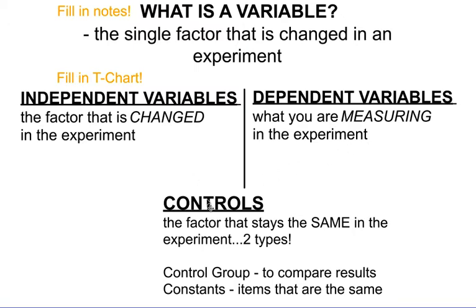And then you have your control variables. Now, you have two types of control variables. This is going to be the factor that's going to stay the same. One type of control variable is called a control group, and you're going to use that to compare your results. You also have what are called constant variables, and these constants are items that simply stay the same in an experiment.